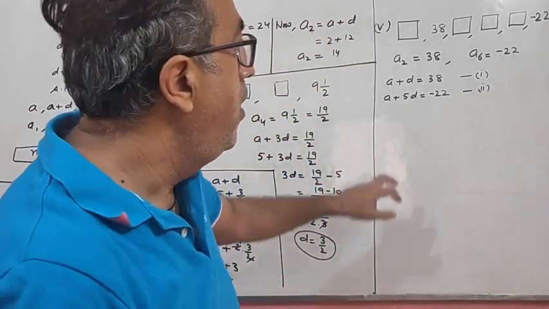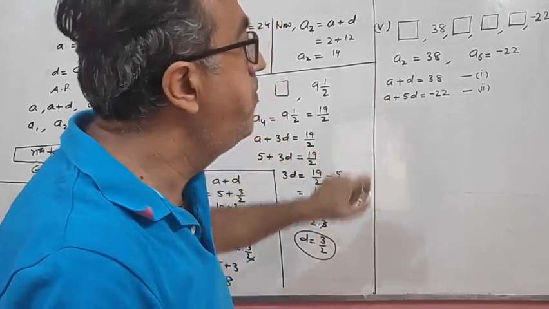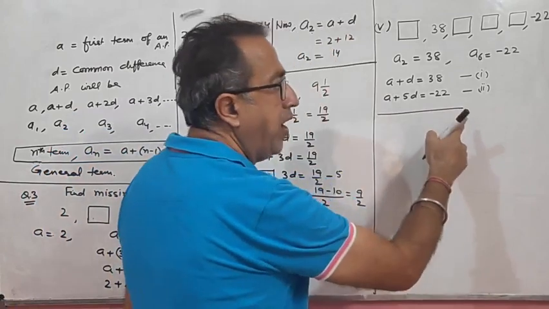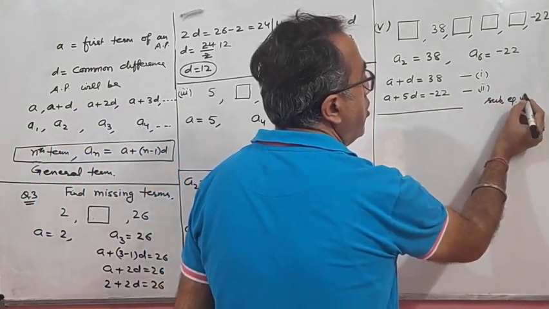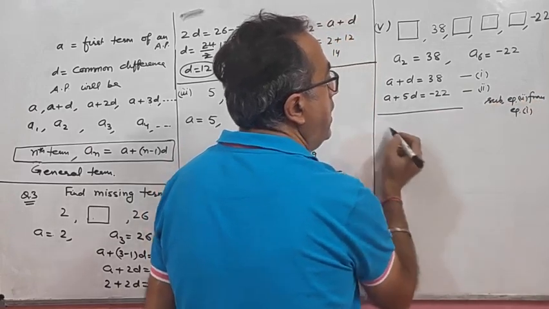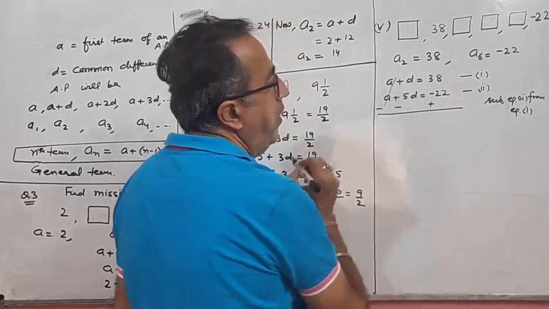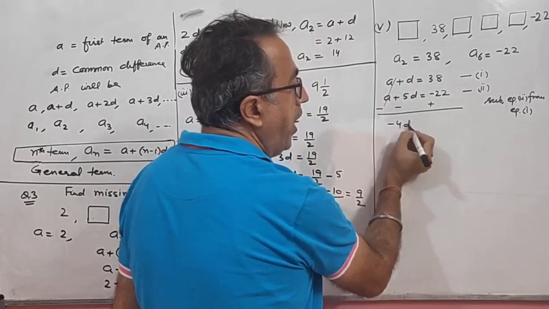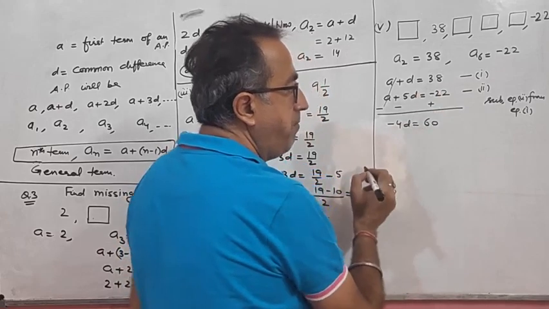You can see in both equations A has the same coefficient, so we are subtracting the second equation directly from the first equation, subtracting equation 2 from equation 1. Change the sign. Now you can see A and A get cancelled. D minus 5D is minus 4D. 38 plus 22, which is 60.